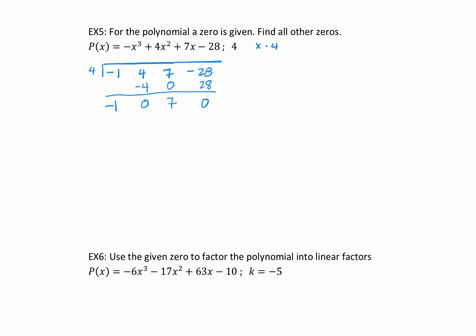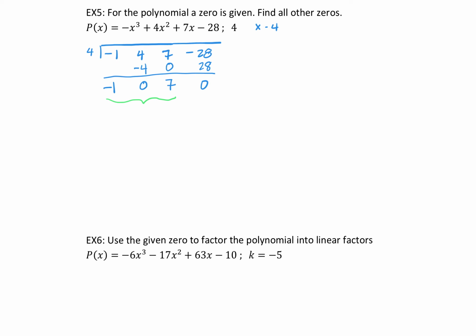But why I did the synthetic division was for the negative 1, 0, 7, because that gives me the quotient. The 7 is the constant, the 0 is the x term, and the negative 1 is the x squared. So that gives me a negative x squared, plus 0x, I'm not even going to write it. I'm just going to put plus 7.